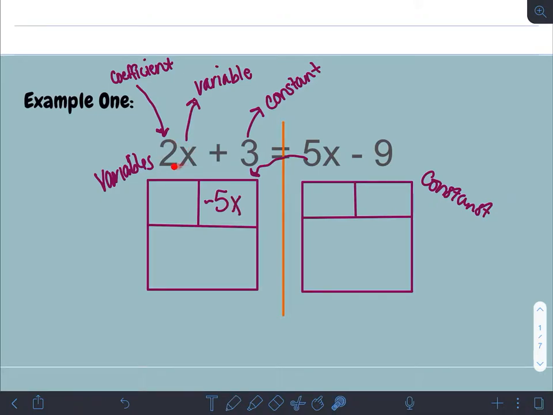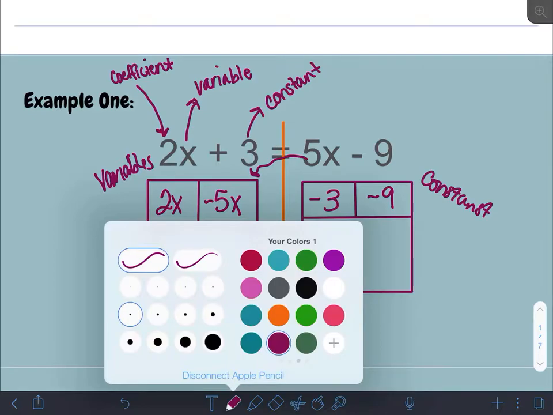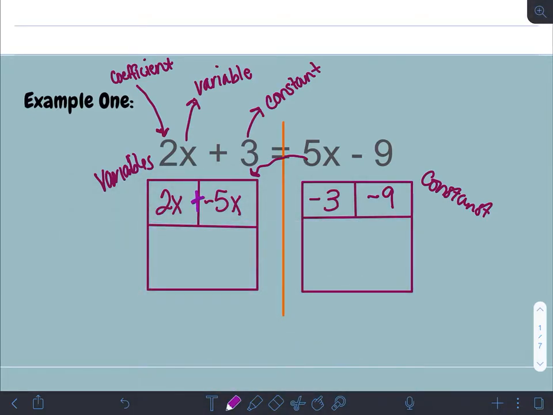When I have this 2x right here, I'm not crossing over, I'm staying on the same side as my equal sign, so I just bring down this 2x. Over here with my negative 9, I'm staying on the same side of the equal sign, so I'm just bringing down negative 9. However, with this 3, I'm crossing over the equal sign, so I'm going to have a negative 3 because I take 3 and it becomes negative. Now my next thing is that I am going to add these together on each side.